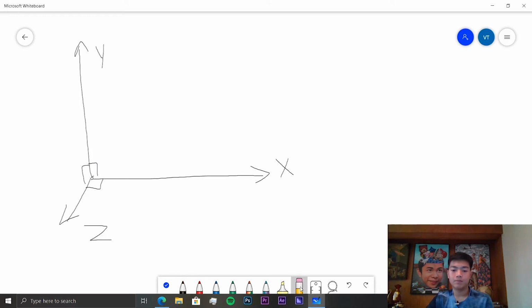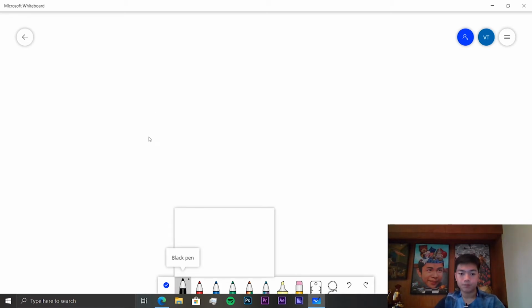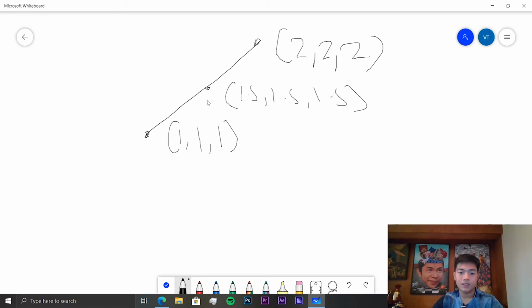So, we need to talk about getting the midpoint and the distance in 3D space. We express 3D space using three coordinates, just like how in 2D space we can express the position of a point using two coordinates. For example, this is the point 1, 1, 1, and this point here is the point 2, 2, 2. So how do we get the midpoint? Well, the midpoint of a line segment is the averages of the x, y, and z coordinates. In this case, the averages would be 1.5, 1.5, and 1.5. So that's how you get the midpoint.